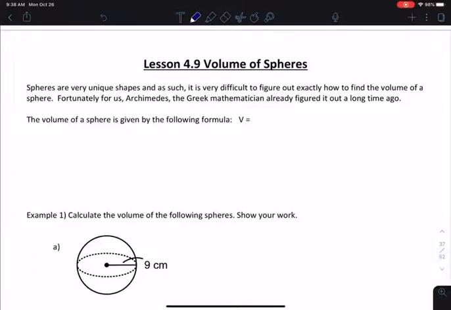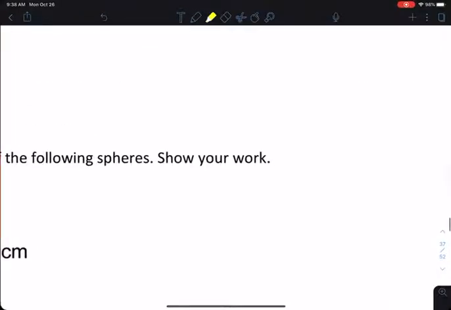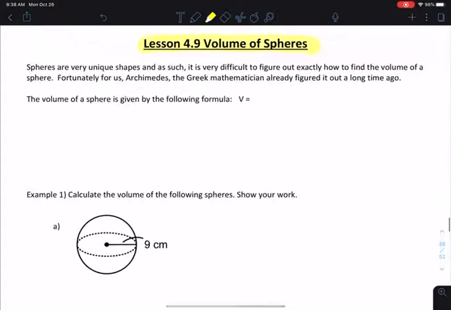Okay, class, today we're going to be looking at the volume of spheres. Spheres are actually very unique shapes, and it's very difficult to figure out exactly what the volume of a sphere is. But fortunately for us, Archimedes, a Greek mathematician, already figured it out a long time ago. So we have a formula for the volume of a sphere, and the formula looks like this.